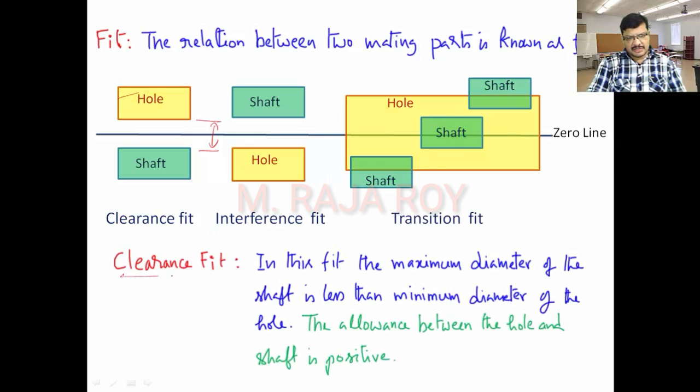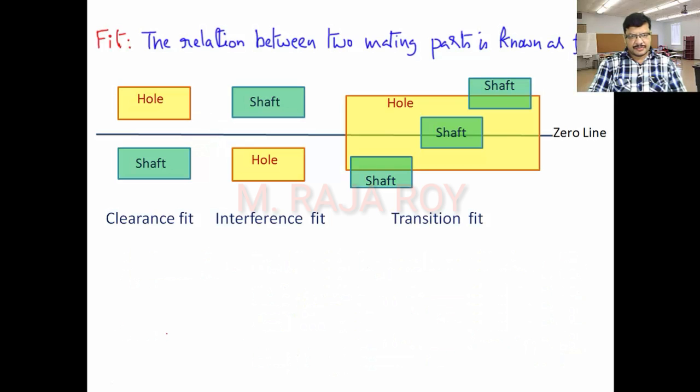Now definition of clearance fit is something like this. In this fit, maximum diameter of the shaft is less than the minimum diameter of the hole. Observe here, this is the maximum diameter. This is the minimum diameter of the hole. This is the maximum diameter of the shaft. Even though it is maximum, very easily you can insert into the minimum hole. Then you will get a positive clearance. So allowance is now positive.